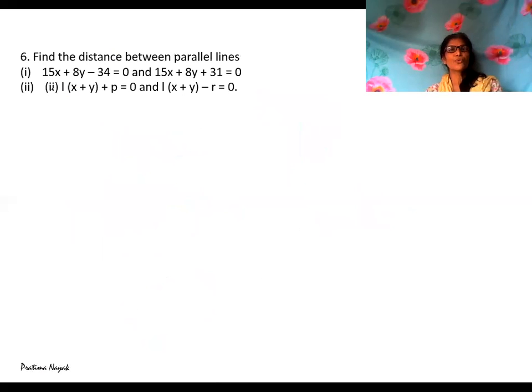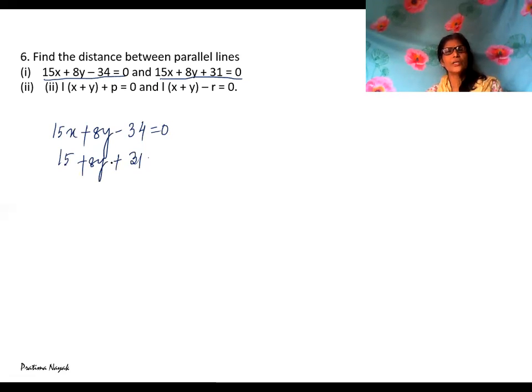Find the distance between two parallel lines. One is 15x plus 8y minus 34 is 0, the other is 15x plus 8y plus 31 is 0. See, both have A equal, B equal, no need of converting. So I'll write this is your C1 and this is your C2.